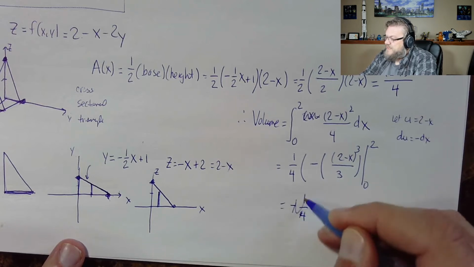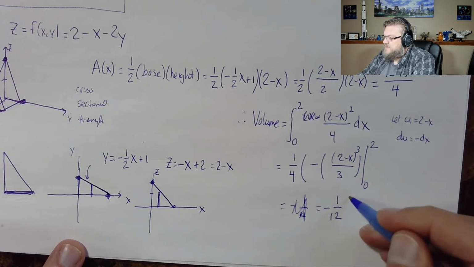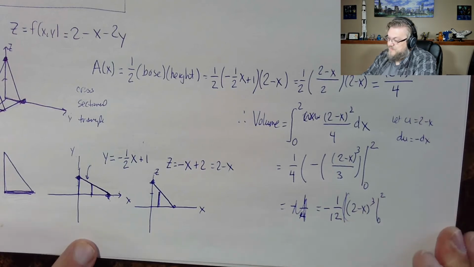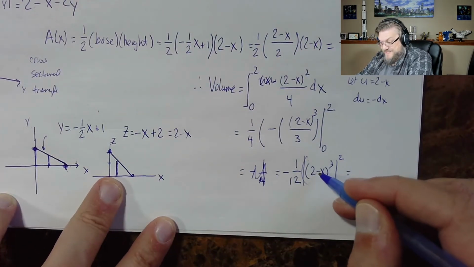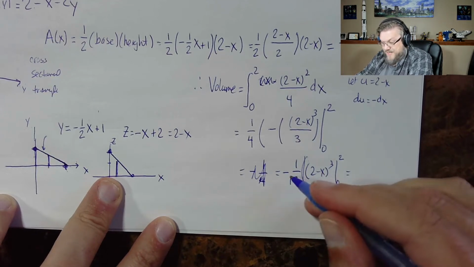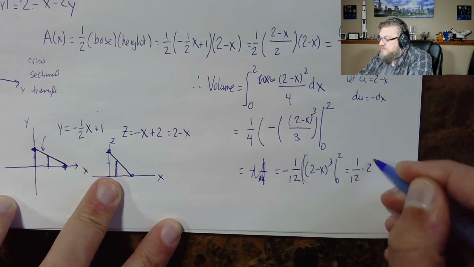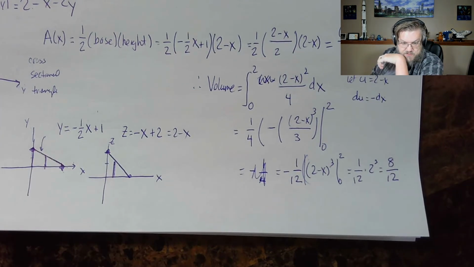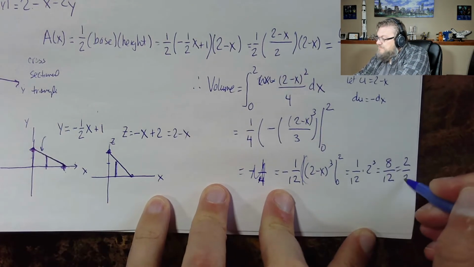Times the 3. Let me do that. Negative 1/12. Then I'm just plugging in (2 minus x) cubed from 0 to 2. Okay. And to finish that off, the 2 goes in, I get 0 minus a minus 1/12, plug in 0, 2 cubed, I get 8/12 as the volume, which indeed is 2/3.